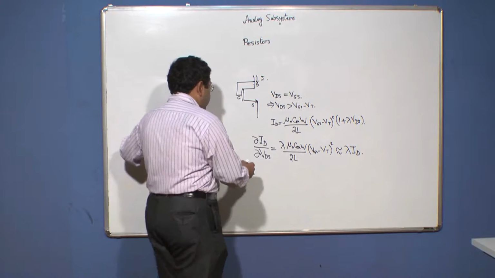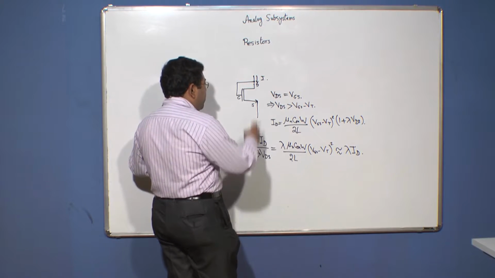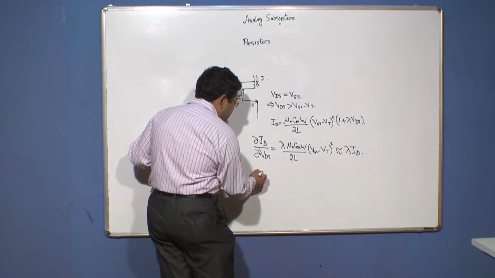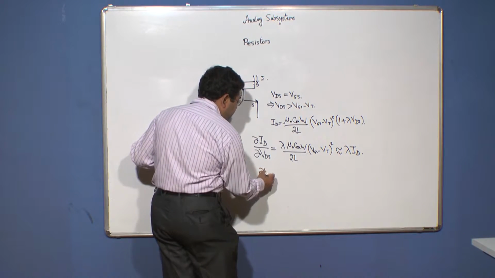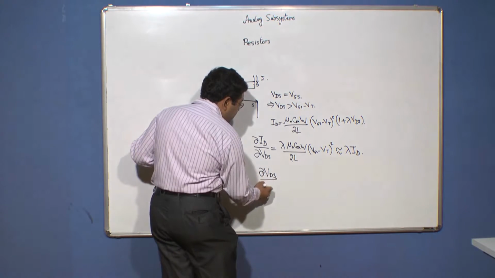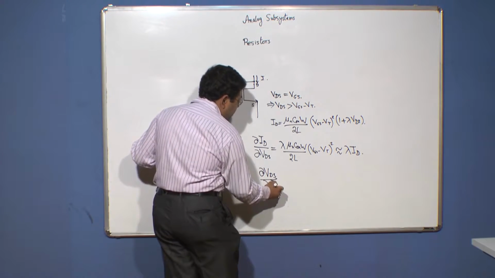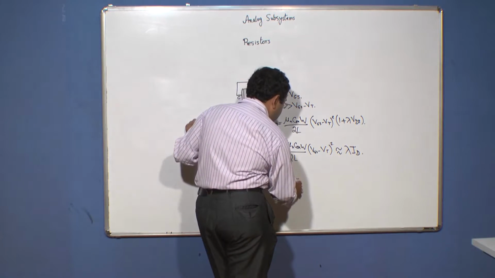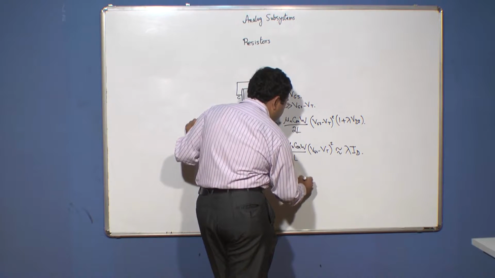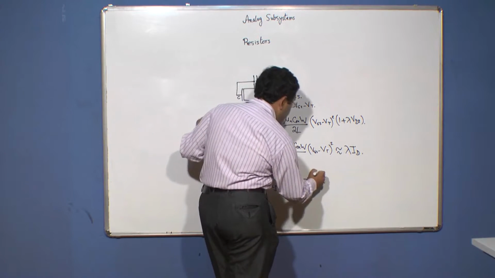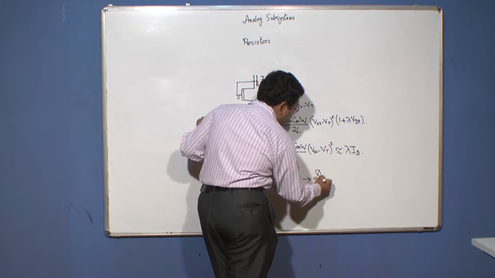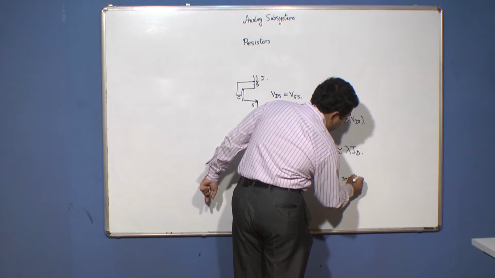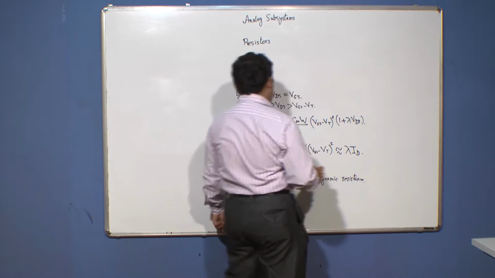So, this is basically the output conductance for the MOS transistor, and if we take the inverse of it, that is del VDS del ID, then this is equal to 1 upon lambda ID, which is basically the dynamic resistance of the MOS circuit.